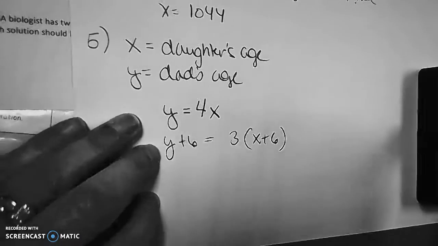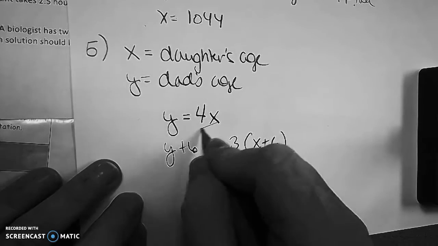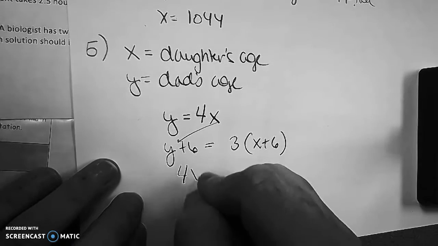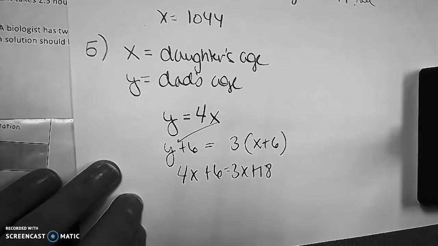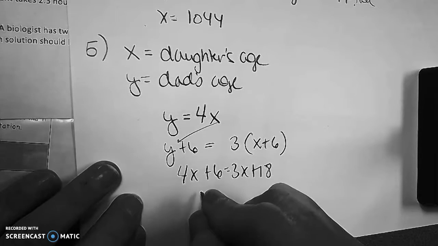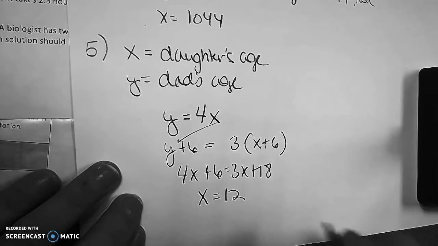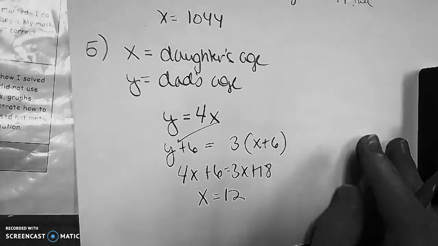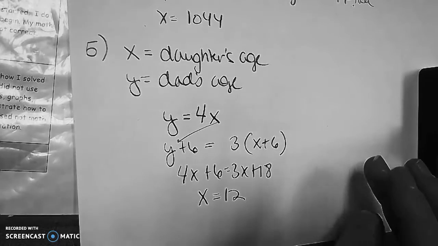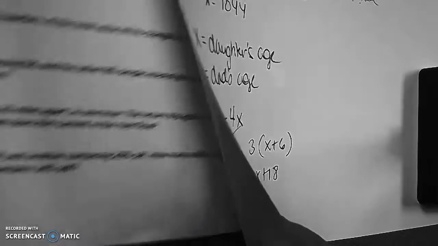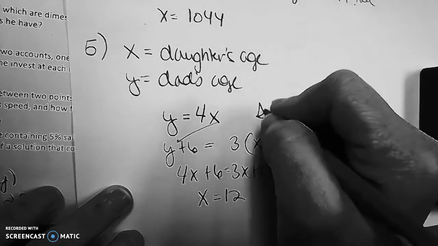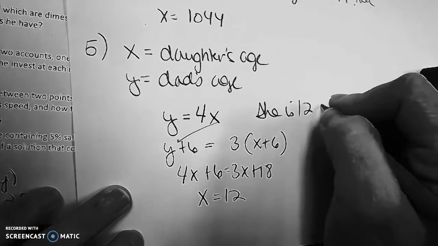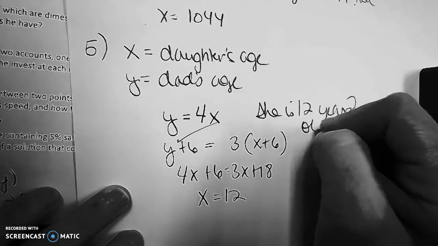From here, I can use substitution. I'm going to substitute 4x in for y. So when I solve this, I get x equals 12. And really, that's all I was trying to find because x is the daughter's age. So you could write your conclusion statement. She is 12 years old.